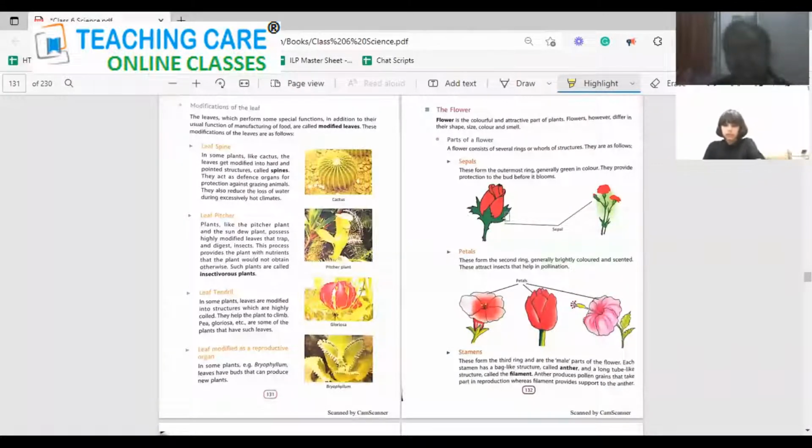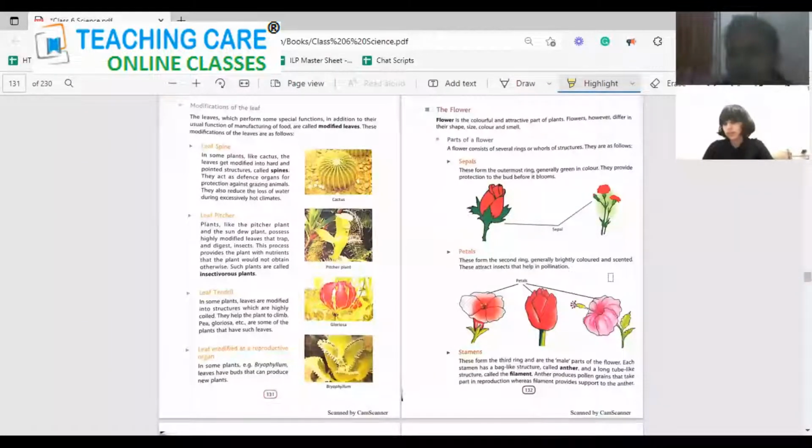The second ring. This is the first ring, the outermost ring. This is the second ring. The brightly colored, scented petals, like how we told about the rose. When it blooms, it looks very bright. Why are the petals very much colored? Ma'am, they help in pollination. Very good. They help in pollination because the insects play a major role in pollination. So in order to attract the insects, the petals are brightly colored.